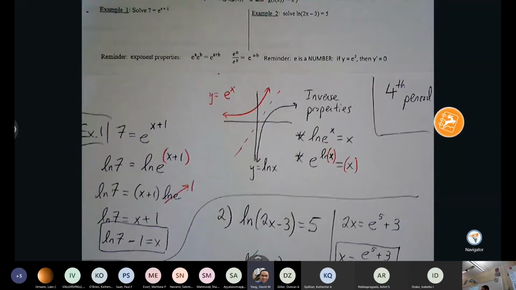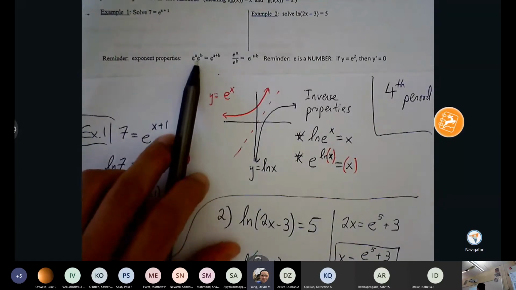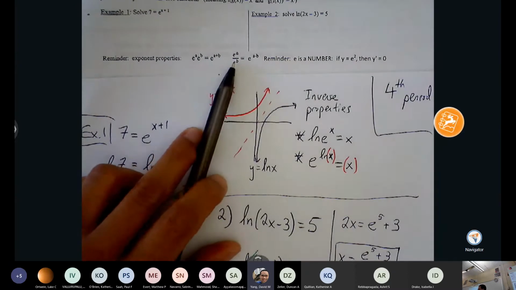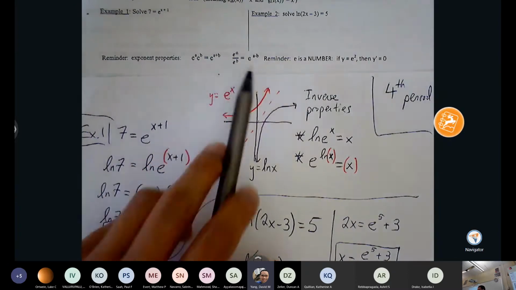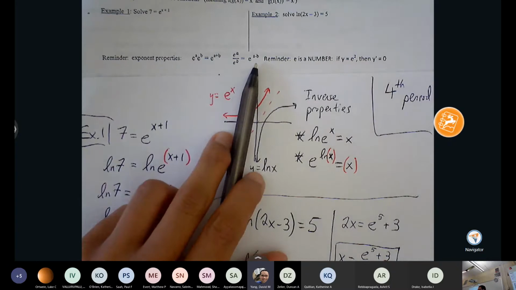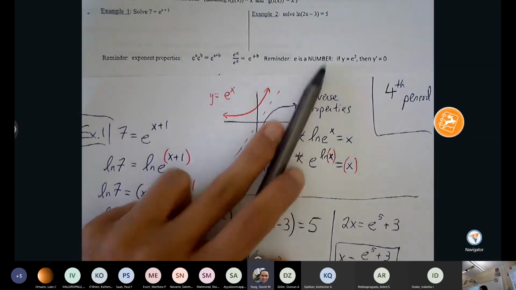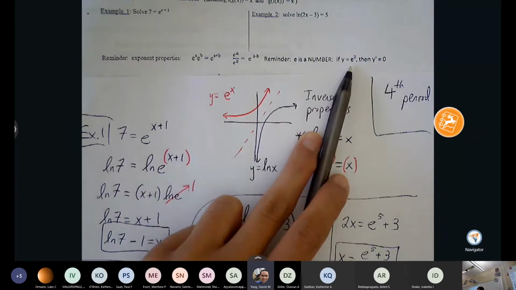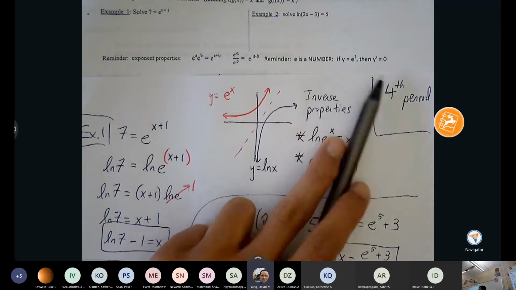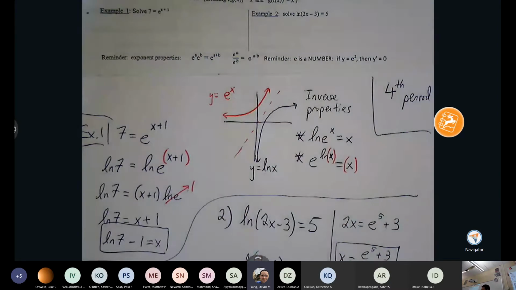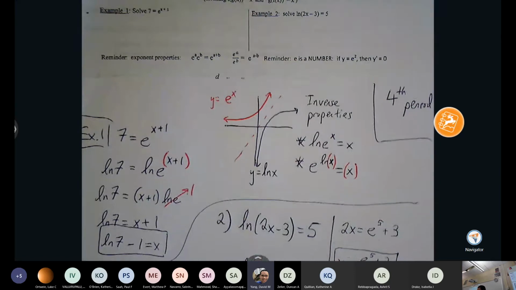We have some exponent properties. If I'm multiplying two bases together, that's the same thing as writing the base once and adding the exponents. If I divide bases by one another, that's the same thing as writing the base once and subtracting the exponents. And also a reminder, e is a number, not a variable. So if it's e squared, the derivative is not 2e, or if my equation is e to the fourth, my derivative is not 4e cubed. That's just a number, so derivative-wise, it will go to 0.